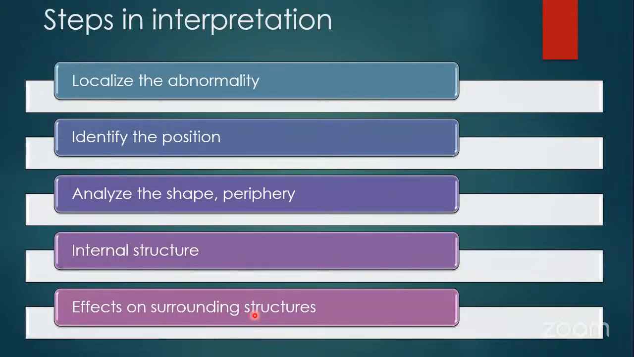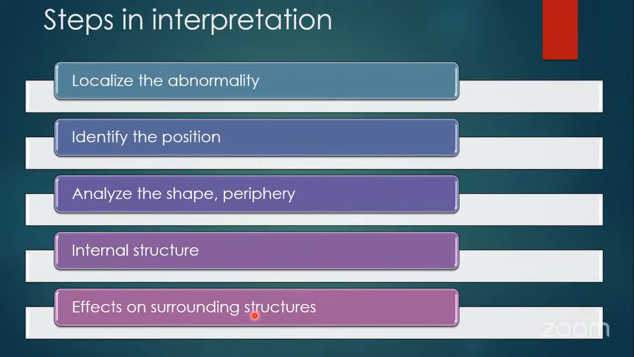When it comes to interpretation, I would always want you to remember these 5 steps. They will help you in picture-based questions, where they can give you X-rays or images of any kind of lesions and ask you to find out which is which. In such cases, look at the following aspects only. You have a radiograph in your hand, and for interpreting it, the first thing you should do is localize the abnormality. Second is identifying the position. Third, analyzing the shape of the lesion and the periphery of the lesion. Fourth is analyzing the internal structure of the lesion. Fifth, the effect on the surrounding structures.